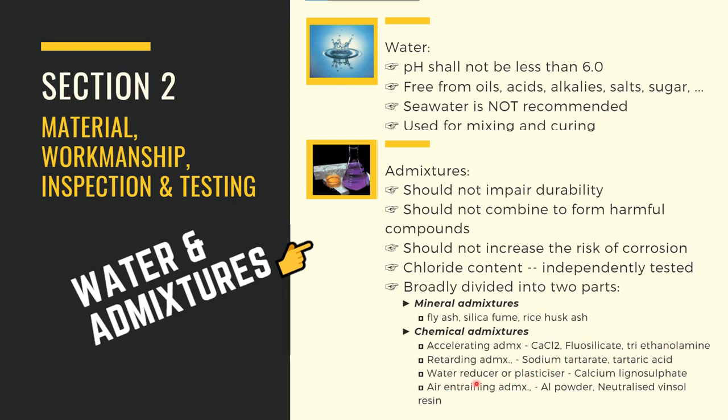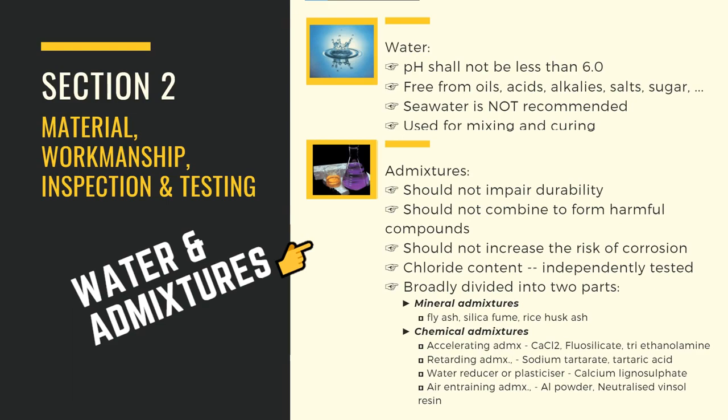Next one is a water reducer or plasticizer. The name itself says the water content can be reduced in the concrete mix. So example is this, calcium lignosulfate. Air entraining admixture. Air entraining means what? We can induce the voids between the concrete constituents. Example, aluminum powder, neutralized Vinsol resin.